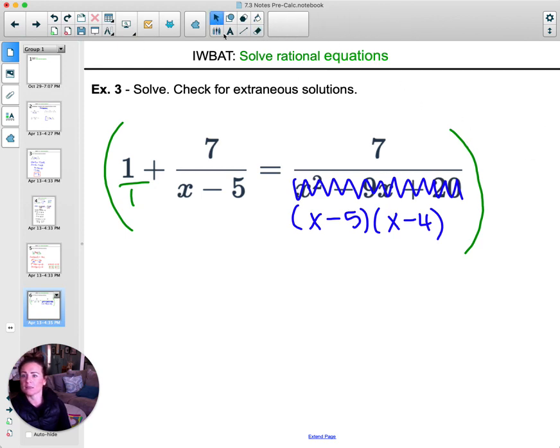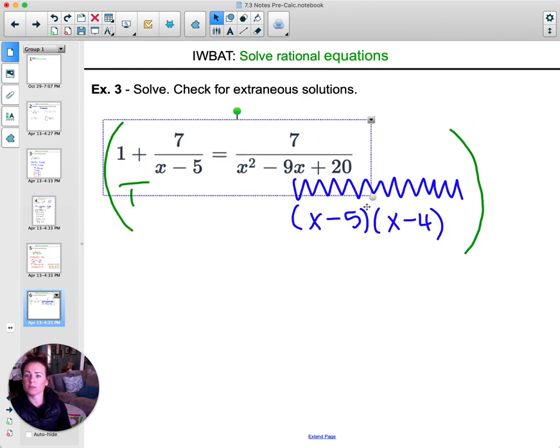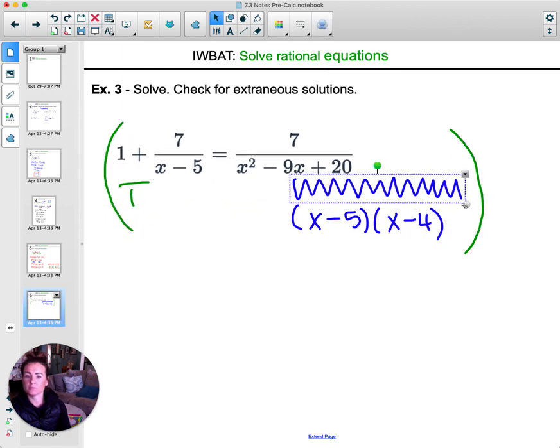I'm going to make this smaller so I have some more room here. Guess that's not going to work. Okay, we'll just.